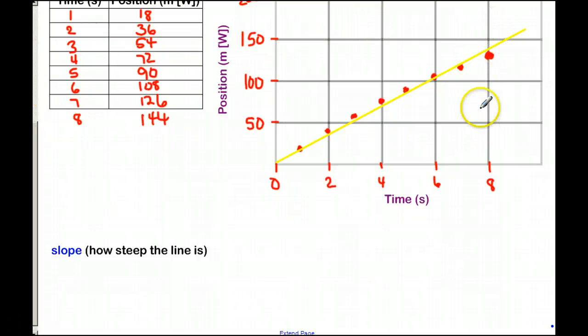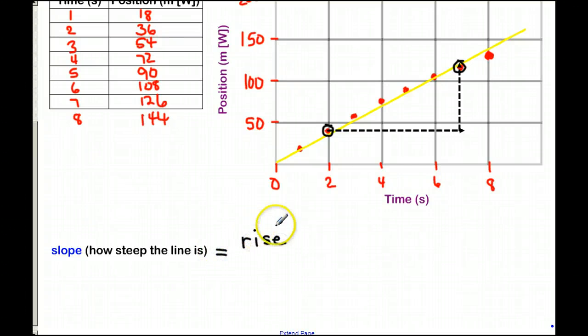So here's your steps for figuring that out. Pick 2 points on your line that you've plotted. So let's just say we're going to pick this one, and we're going to pick this one, and create a triangle from that. So from here, over, and here, up. Our slope, how steep the line is, is our rise. So how much did it go up over our run? How much did it go horizontally?